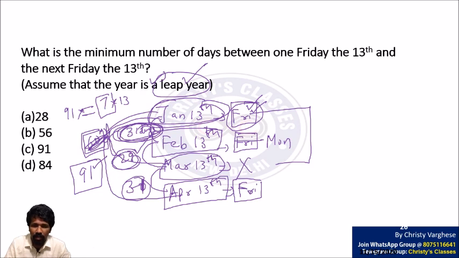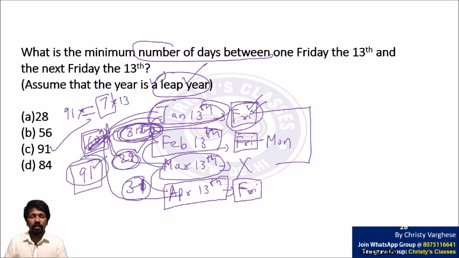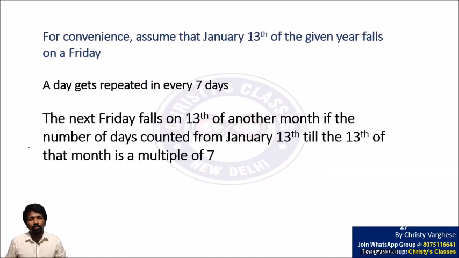In between, Feb 13 and March 13 will not be a Friday, because the number of days in between is not a multiple of 7. That is why which month it is, is not the question; how many days are there? 91 days should be there, because from Jan 13 to April 13, 91 days are there. So option C is the answer. I know the last two questions are a little tough to understand. The remaining questions are actually easy.